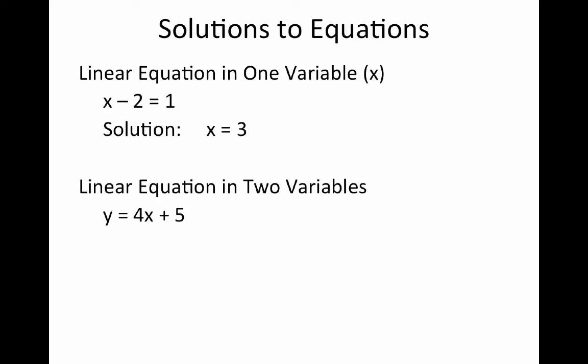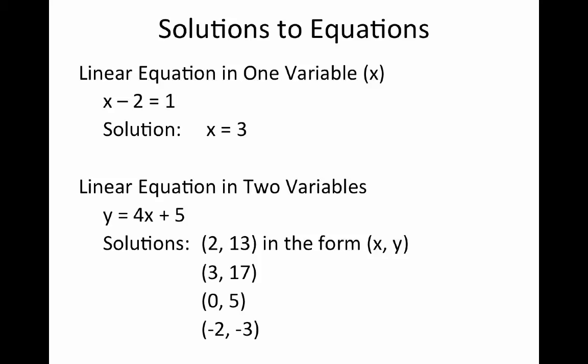A linear equation in two variables has both x and y. So an equation like y is equal to 4x plus 5 is a linear equation in two variables. Solutions will take the form of a point, not something that looks like just x equals 3, but the ordered pair 2, 13, where x is 2 and y is 13, or the ordered pair 3, 17, where x is 3 and y is 17, and so on.